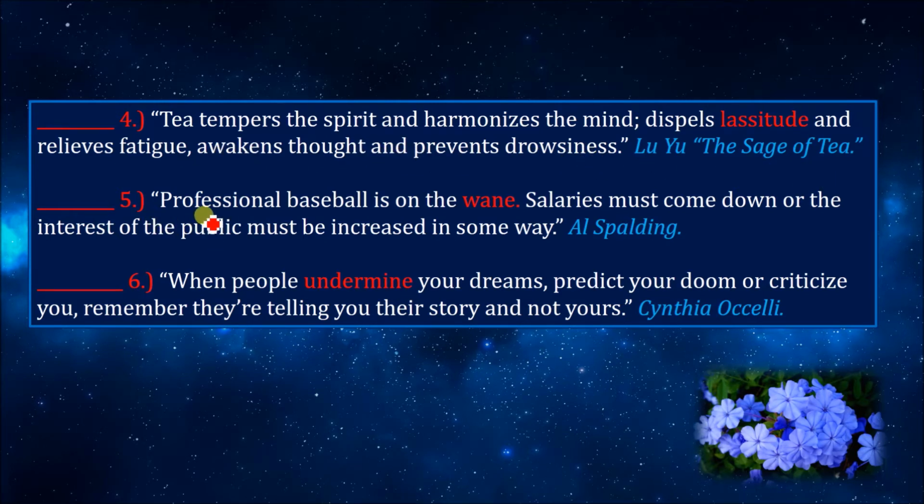True. Number 5. Professional baseball is on the wane, is on the decline, is what they're saying. Professional baseball is on the wane. Salaries must come down, or the interest of the public must be increased in some way. So they're complaining about baseball and that the interest in baseball is decreasing, and they want to do something about it.